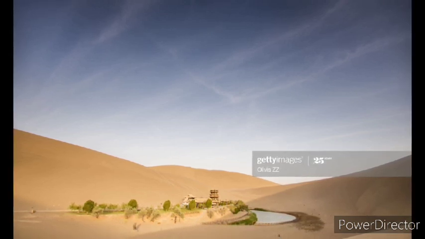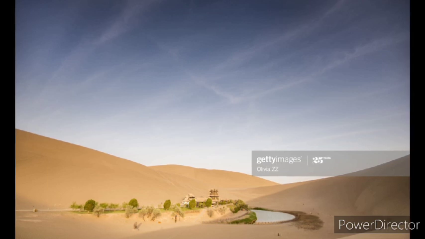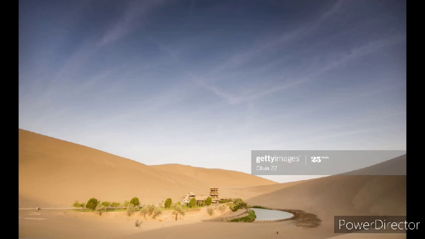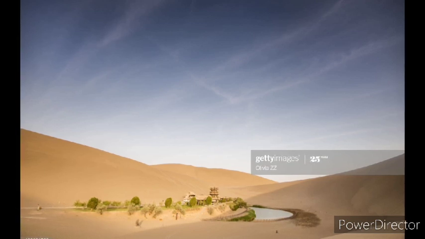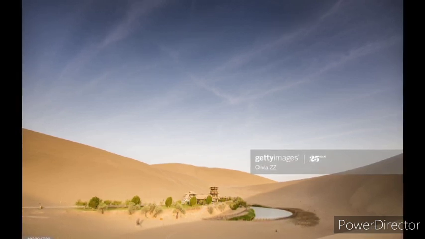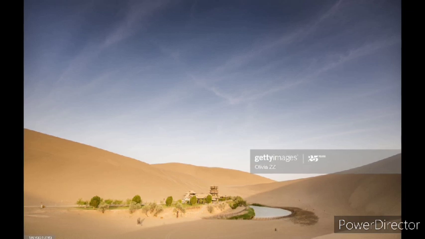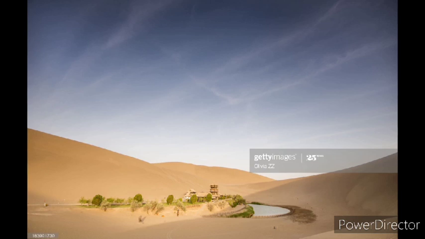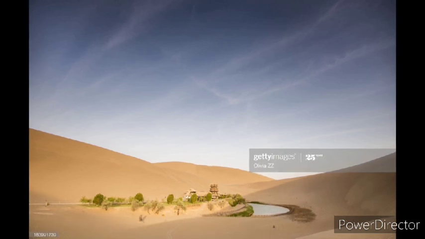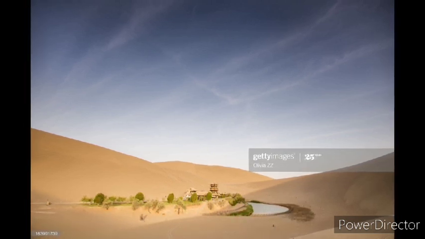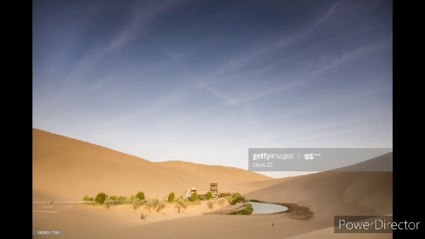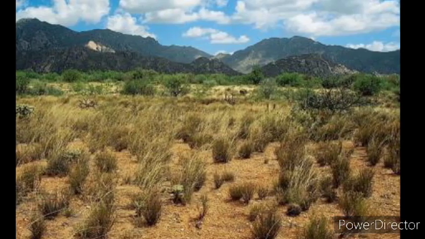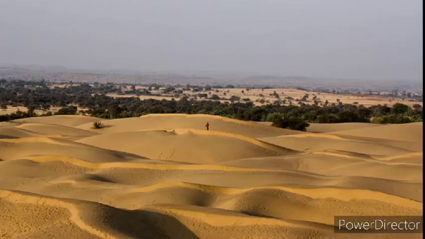Now in deserts you can find the plants and trees that can withstand a long time of drought. Drought means without having rainfall. The plants and trees that can stand for a long time without much water are grown in these deserts. For example, scrubs, cactus, acacia, thorny bushes.